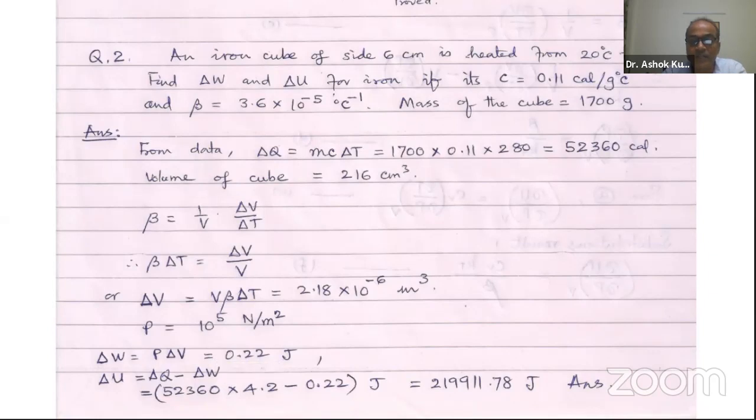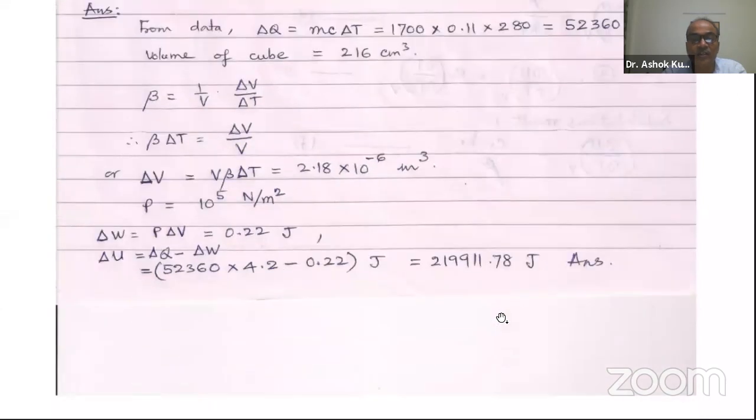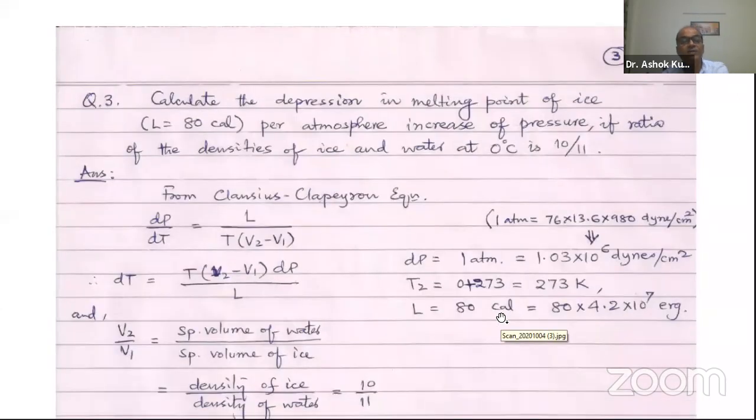So finally we get 219911.78 joule. So in joule unit we are giving the answer. We can give the answer in calorie also, but then we will have difficulty in converting other parameters, like the atmospheric pressure and other things. The third problem is calculate the depression.